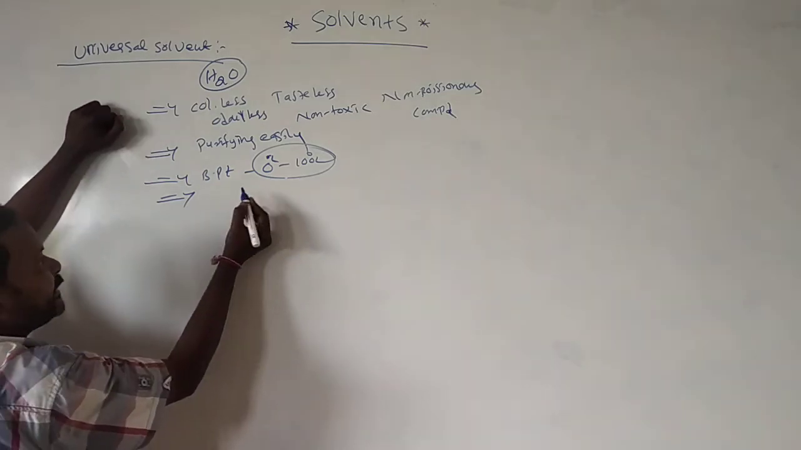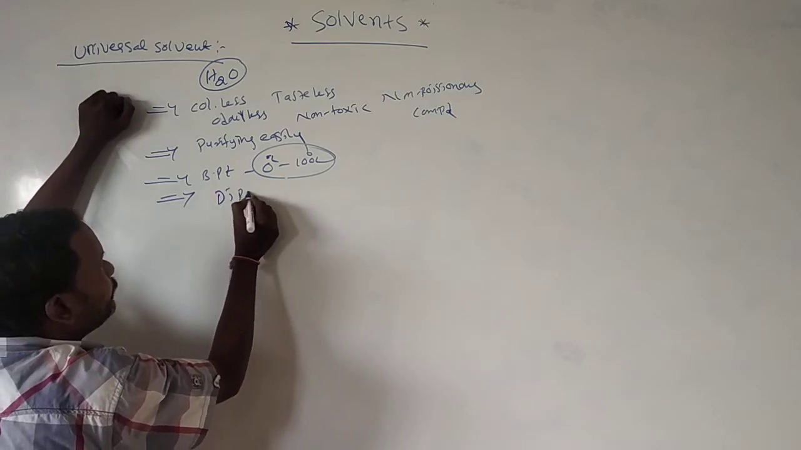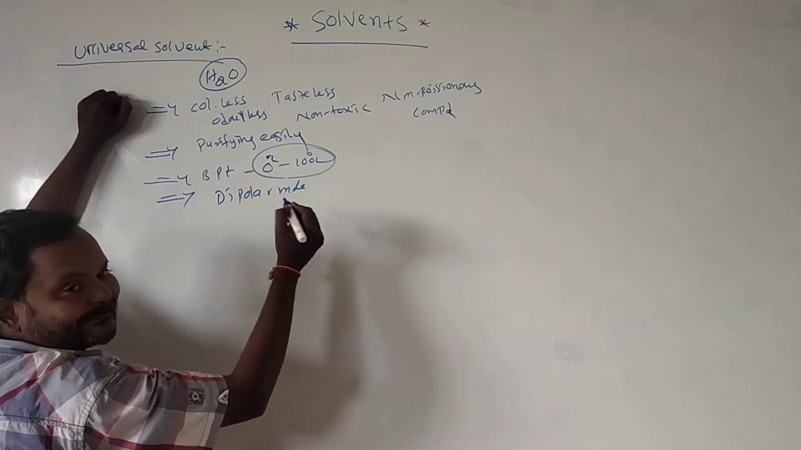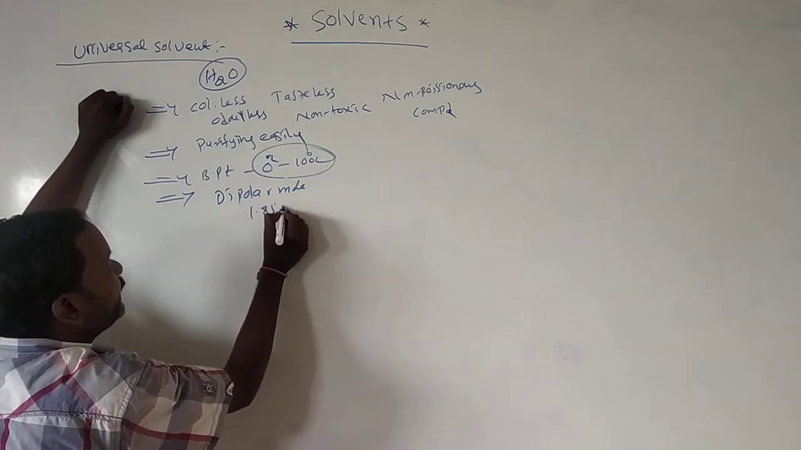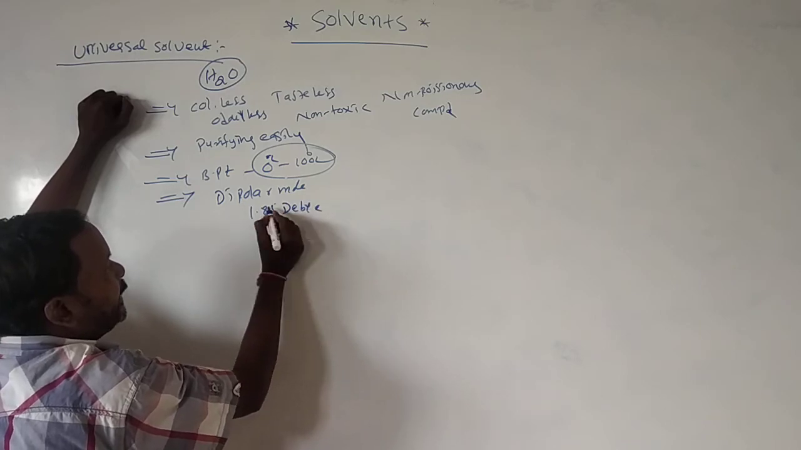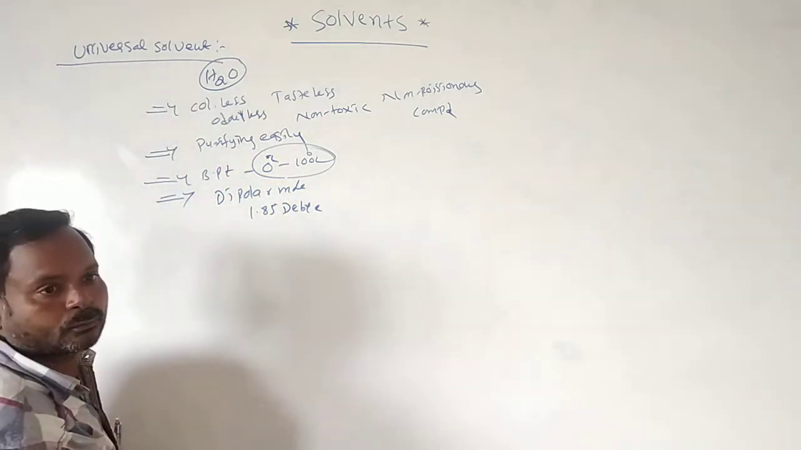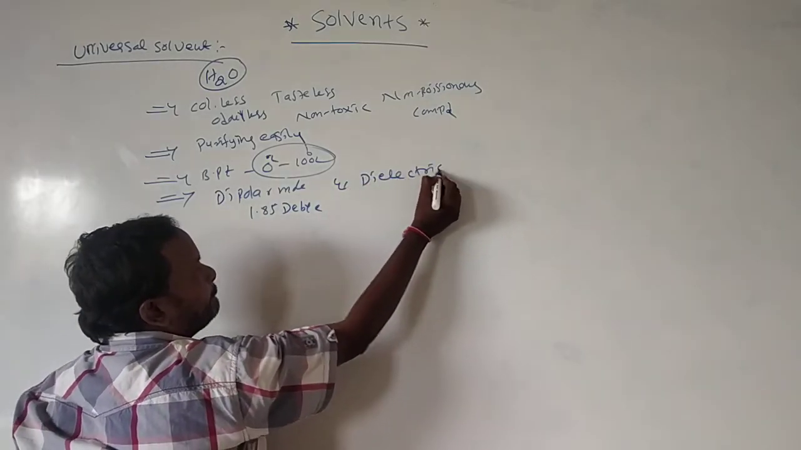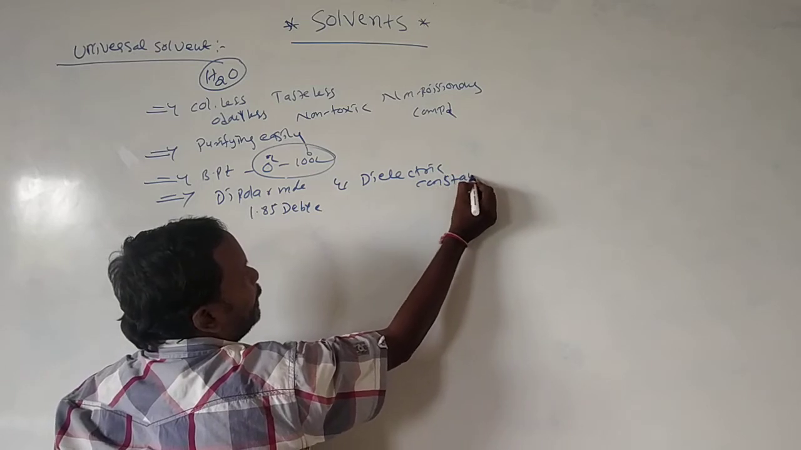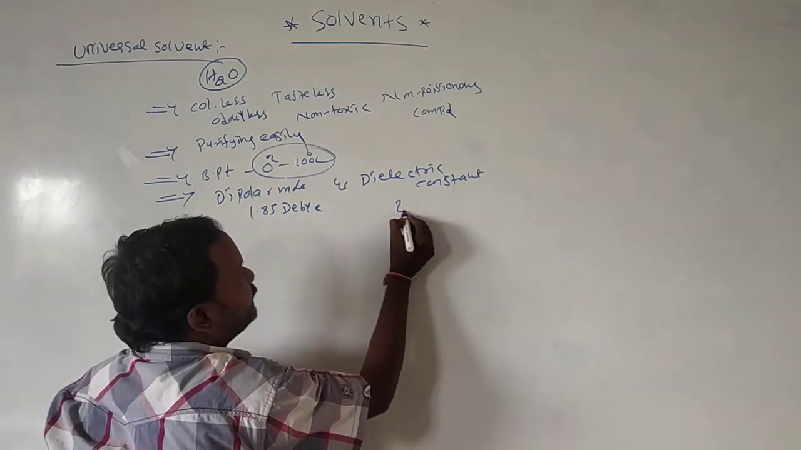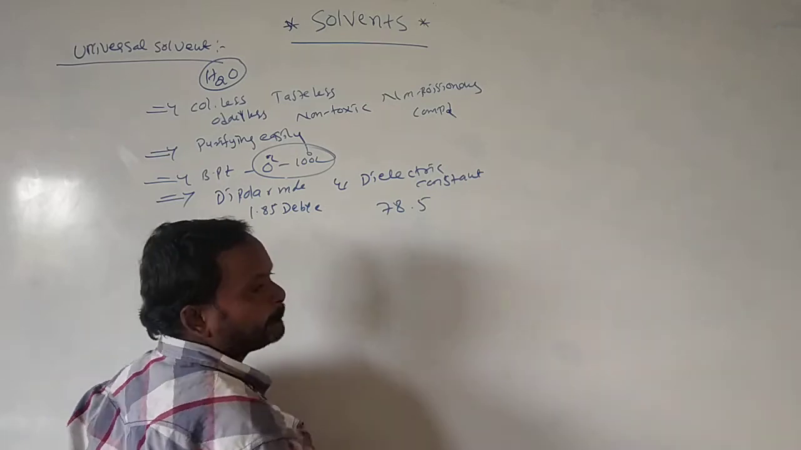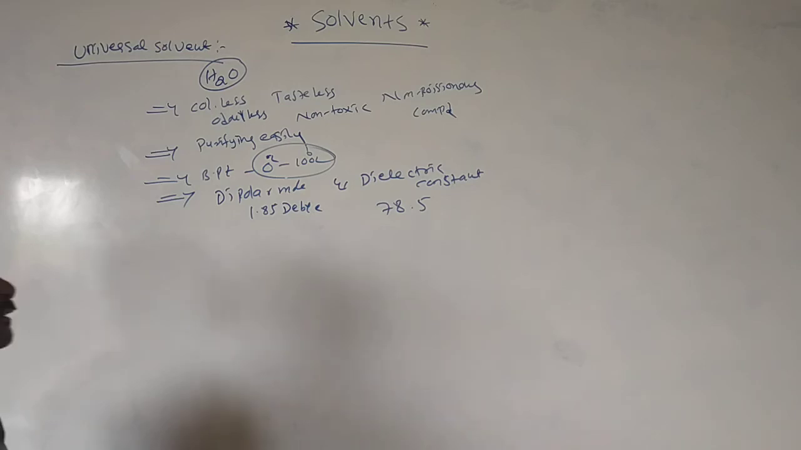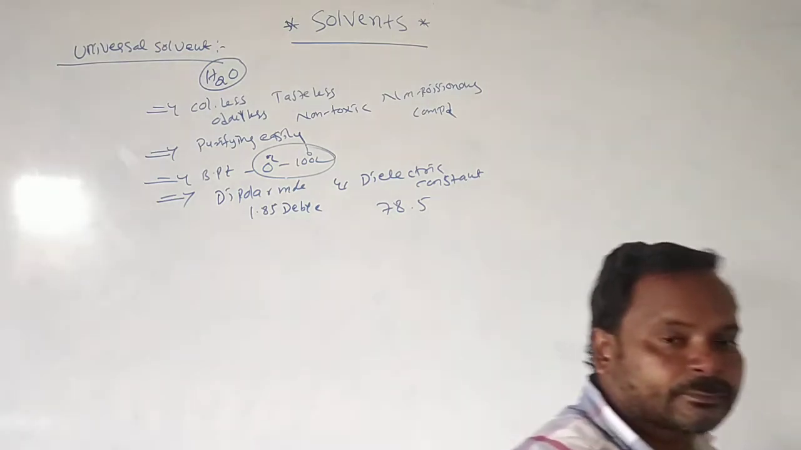And it has a dielectric value and a dipole moment. It has a dipole moment value of 1.85 debye, a maximum dipole moment value, along with the dielectric constant. The dielectric constant of water is 78.5. That's why it has a high dielectric constant and a large dipole moment value.